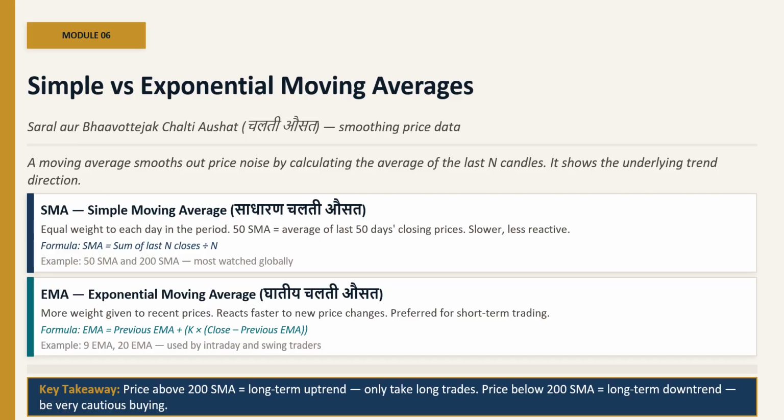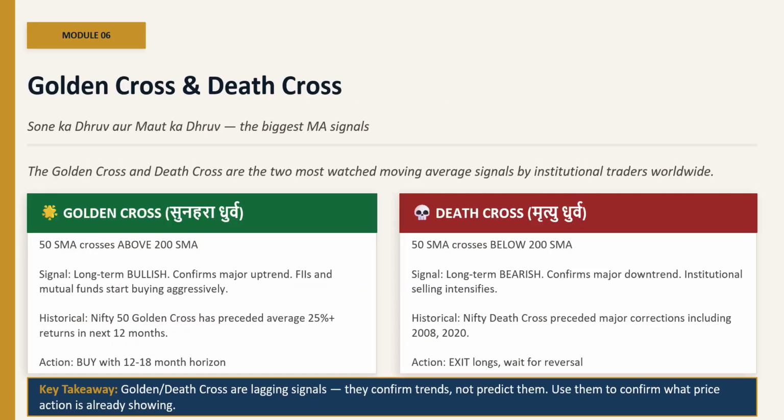The key moving averages to know: 9 EMA for intraday momentum, 20 EMA for swing trading. This is the swing line used by most professional swing traders. 50 SMA for medium term trend, 200 SMA for the long term macro trend. The 200 SMA is often called the line in the sand. When the Nifty is above the 200-day SMA, the long term trend is bullish. Only take long trades. When below, be very cautious about buying. Golden Cross and Death Cross.